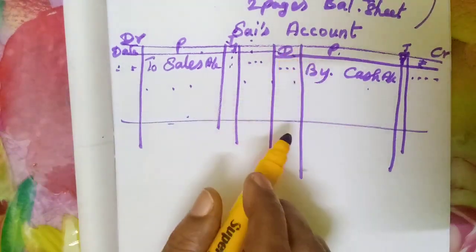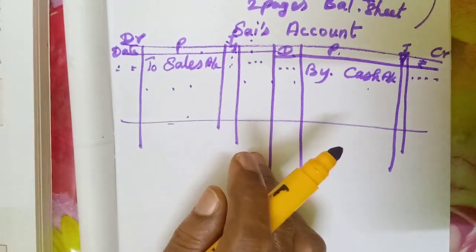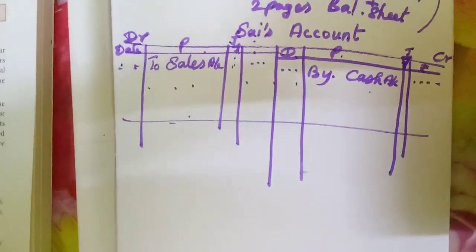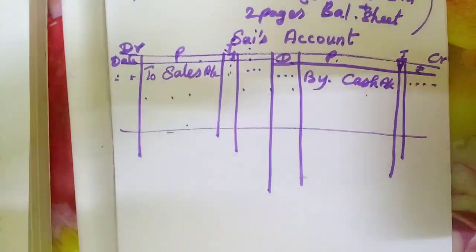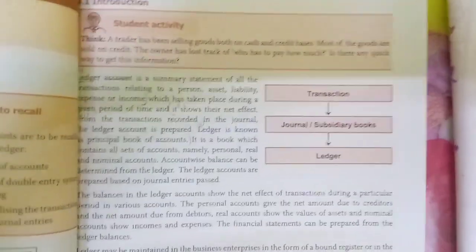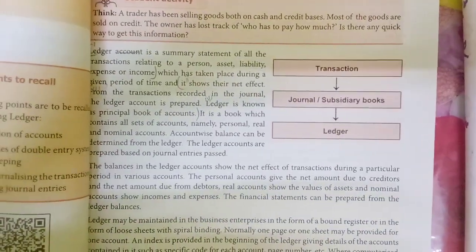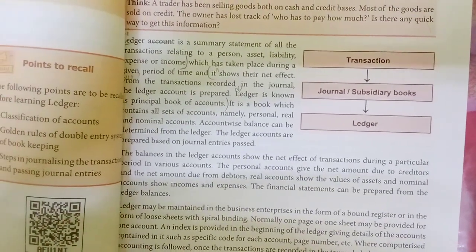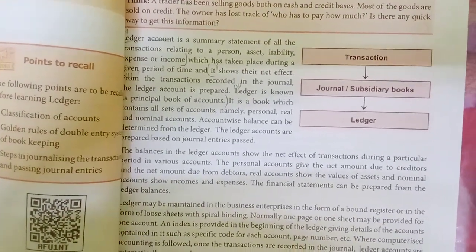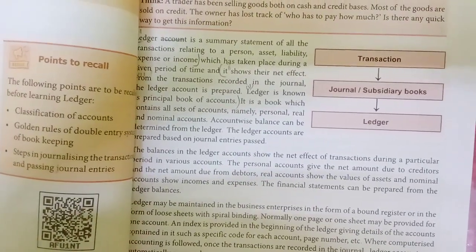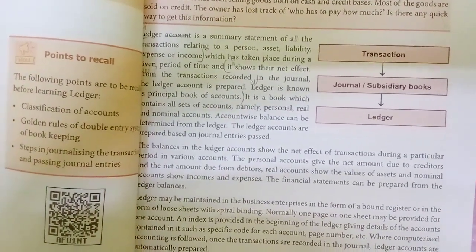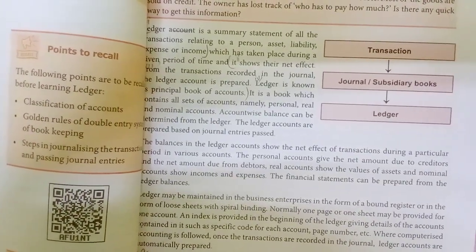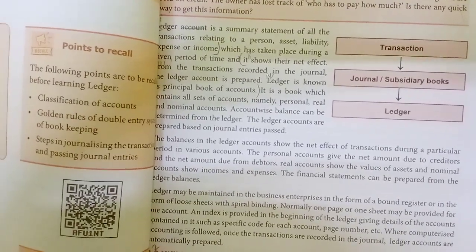Okay students, you have to learn this meaning and utilities. These two question answers you have to learn. I will show you the meaning. Ledger account: the first one, a ledger account is a summary statement of all the transactions relating to a person, asset, liability, expense or income. Second sentence, it shows their net effect. Third one, the ledger account is prepared from the transactions recorded in the journal. Fourth one, ledger is known as the principal book of accounts.